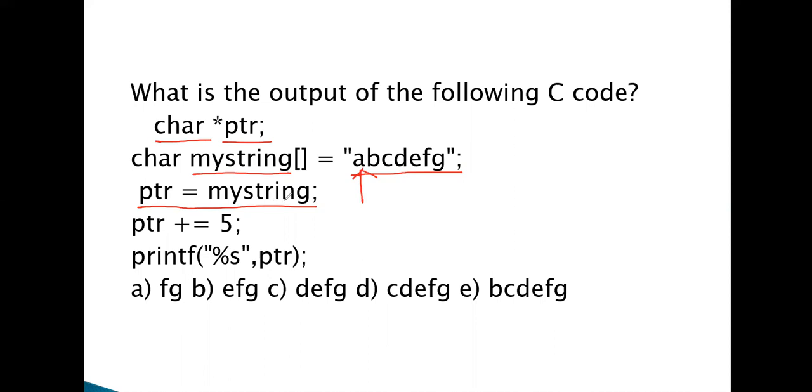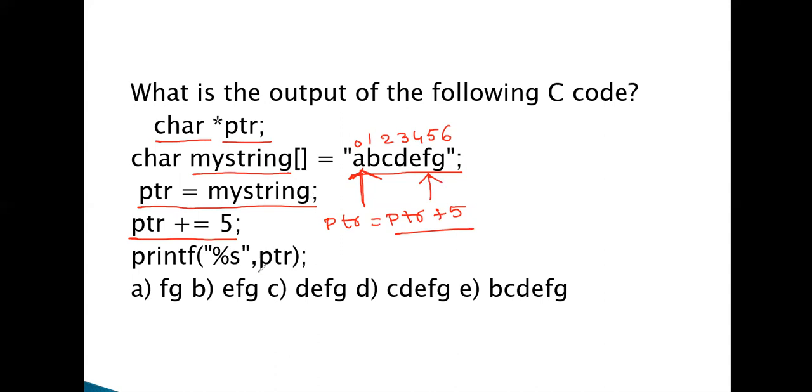Why? Similarly, a string is a character array. The string name contains the starting address. The name of the string specifies the base address of the string. So ptr points to A, the address of A. Now consider the previous example, the same thing: ptr = ptr + 5. So this is 0, 1, 2, 3, 4, 5, 6. What is ptr + 5? That means now ptr points to this F.